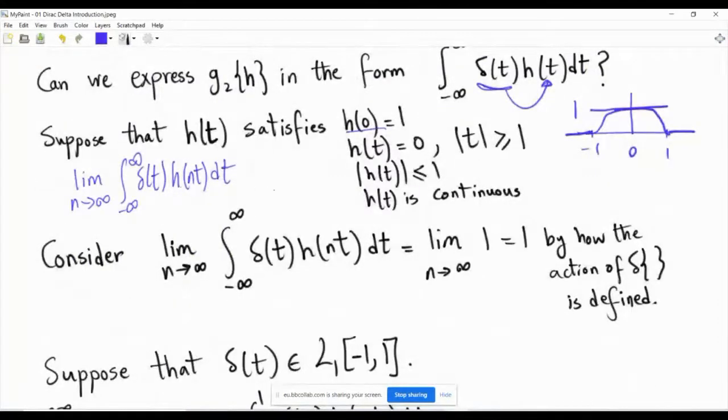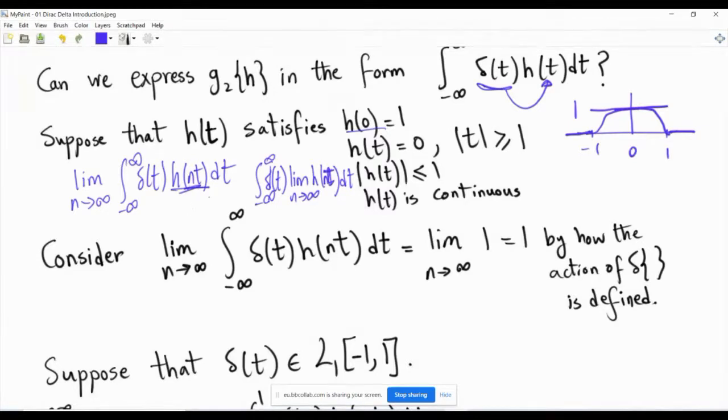So we will evaluate this, and we will also evaluate the integral of delta t of the limit. So we will basically do the limit once it's outside the integral, and another time it will be inside the integral. And what is h of nt?